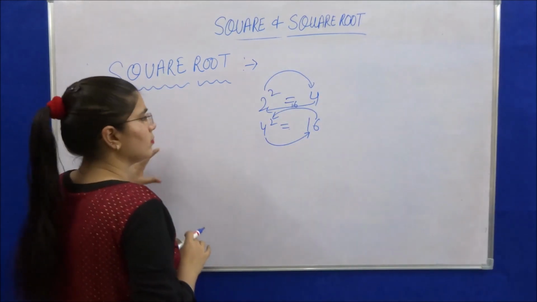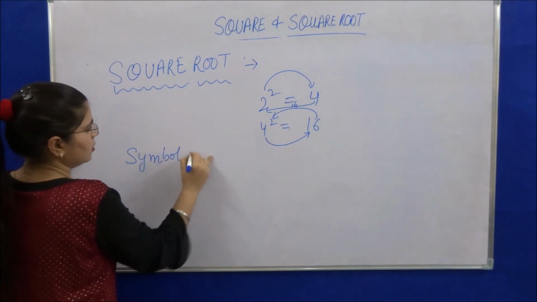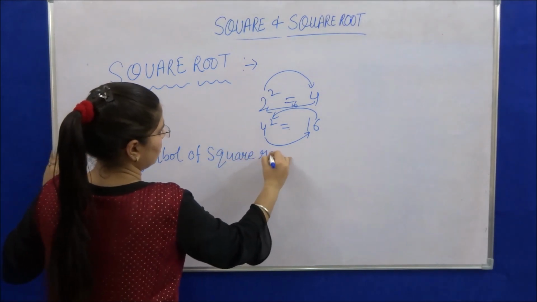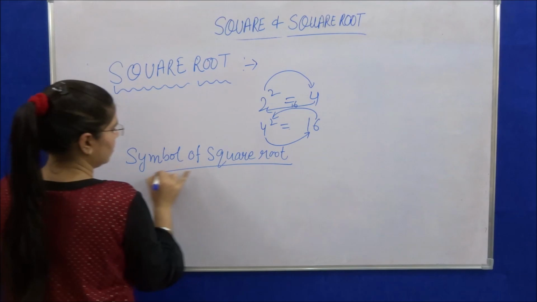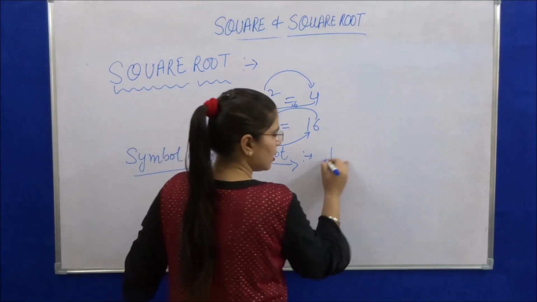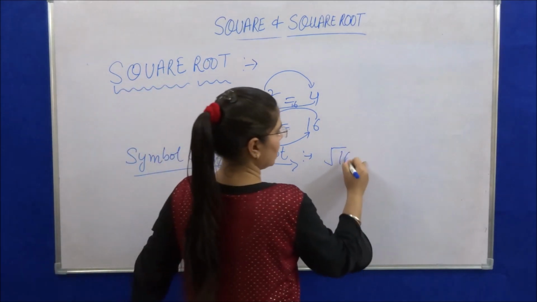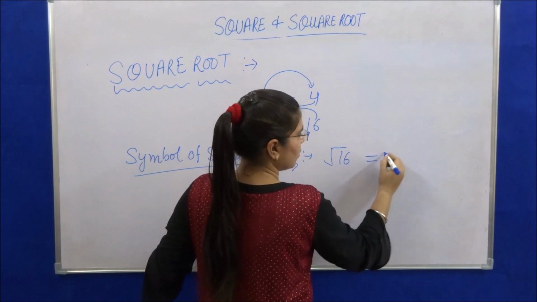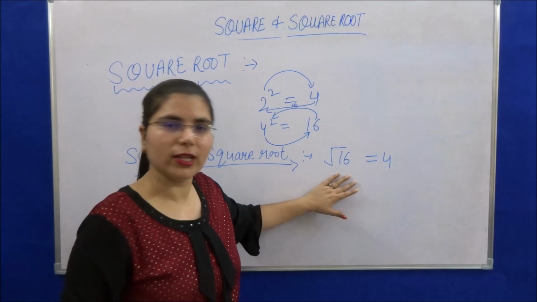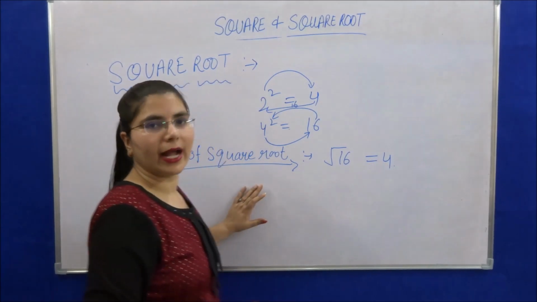Now the symbol of square root is denoted as under root. That is, if we want to find the square root of 16, then under root of 16 will be equal to 4. Now, how are we able to calculate the value of under root 16, that is equal to 4? For this we have methods.